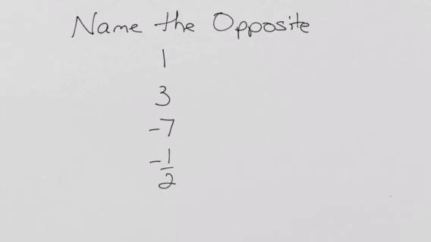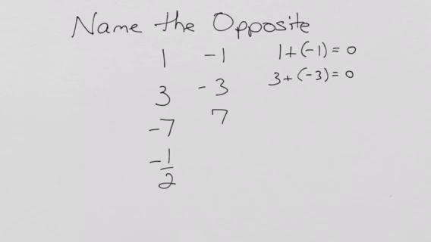First thing we need to do is say, hey, what's the opposite of each of these? 1 is -1. How do I know that? 1 plus -1 equals 0. What's the opposite of 3? -3. 3 plus -3 is 0. What about -7? Well, that'd be 7. -7 plus 7 equals 0.